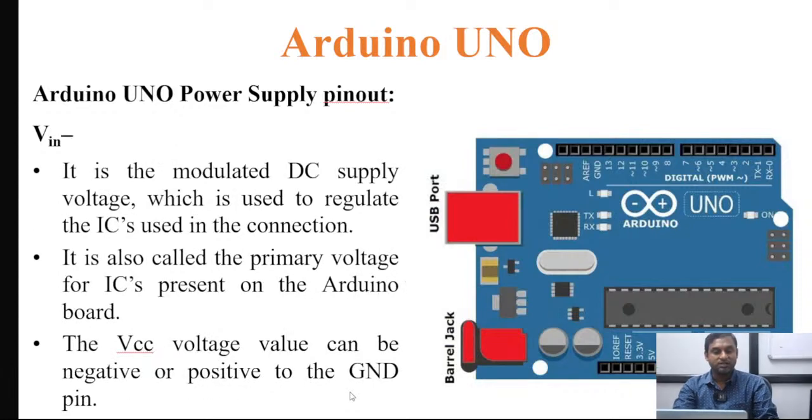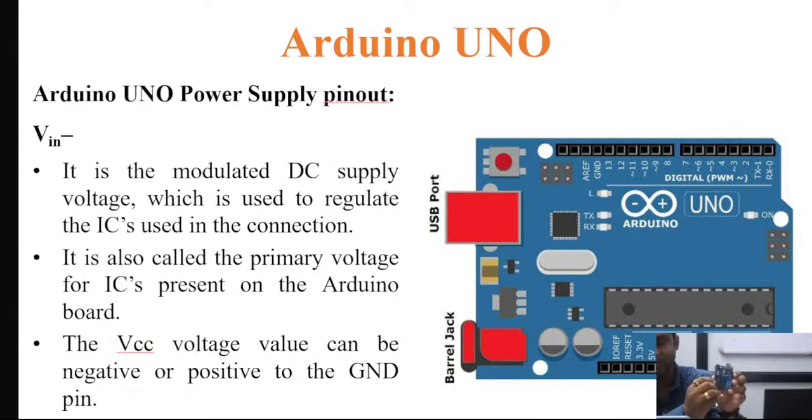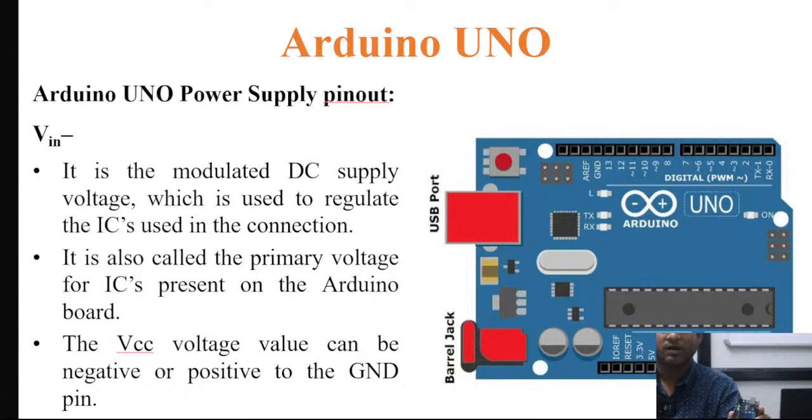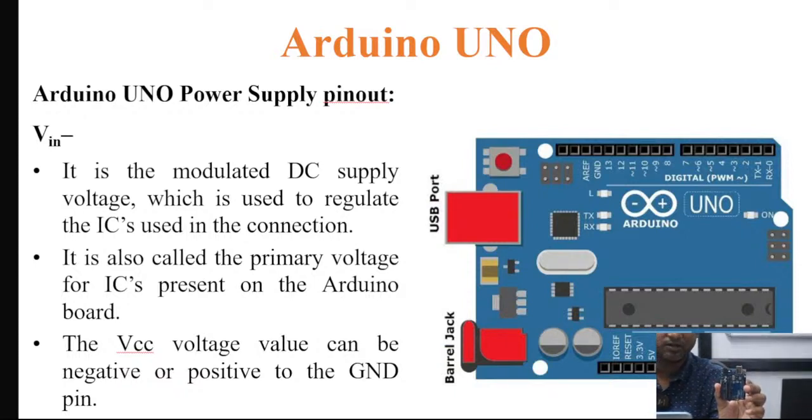Then we'll move to the next slide, where we talk about an input terminal called Vin. You can see on this side there is a pin called Vin. In this Vin pin also we can give a power supply to operate this microcontroller. It is a modulated DC supply voltage used to regulate the ICs used in the connection. After that we can see there are some voltage regulators.